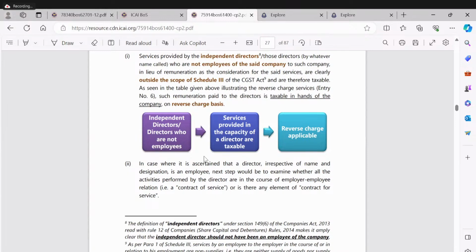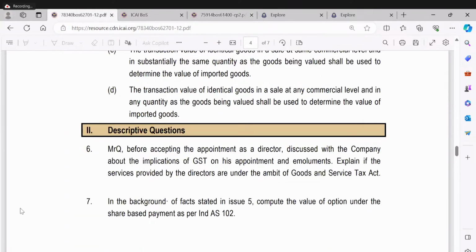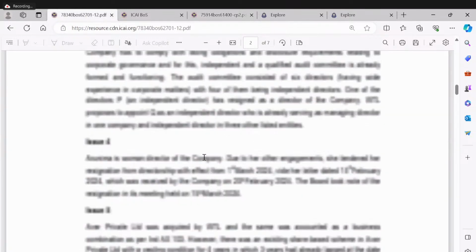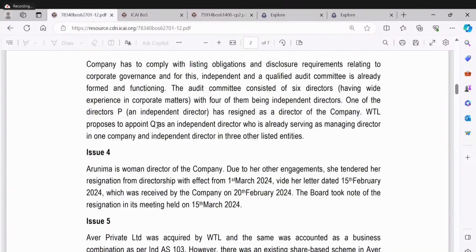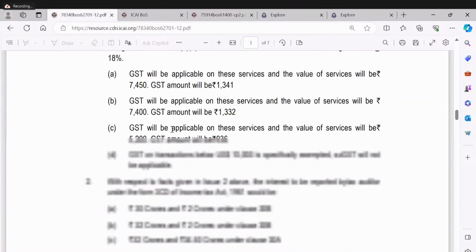Okay. Now, since the independent director is not an employee, his services will be taxable. Any director who is an employee, his services will not be taxable because he is not a supplier. But since in our case, Mr. Q is an independent director as per the information given, he has to be appointed as an independent director. So he cannot be an employee of the company. Now, since he is not an employee, he is providing services in the capacity of a director. And therefore, in case he is appointed as an independent director, his services will be taxable under GST. GST on the same will be payable by the company.